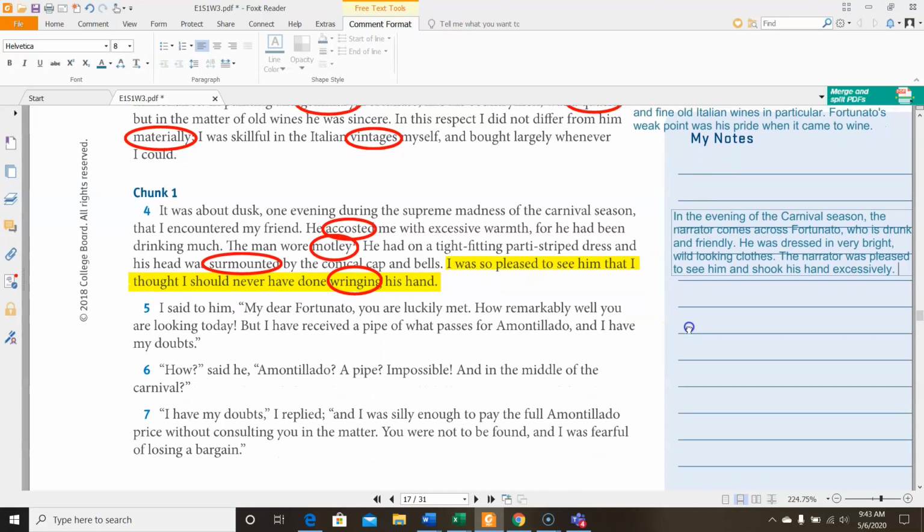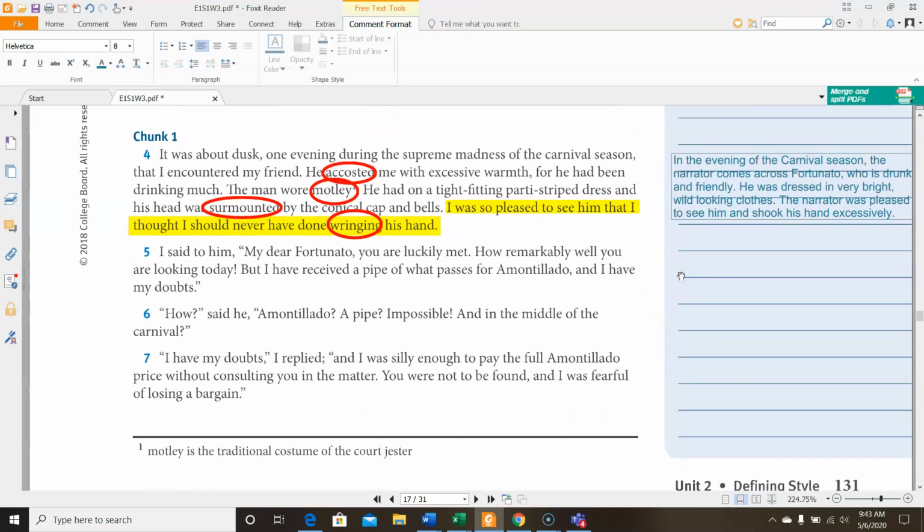I said to him, "My dear Fortunato, you are luckily met. How remarkably well you are looking today. But I have received a pipe of what passes for Amontillado, and I have my doubts."